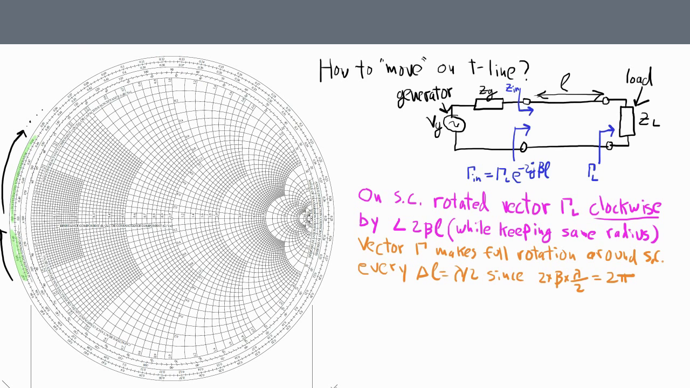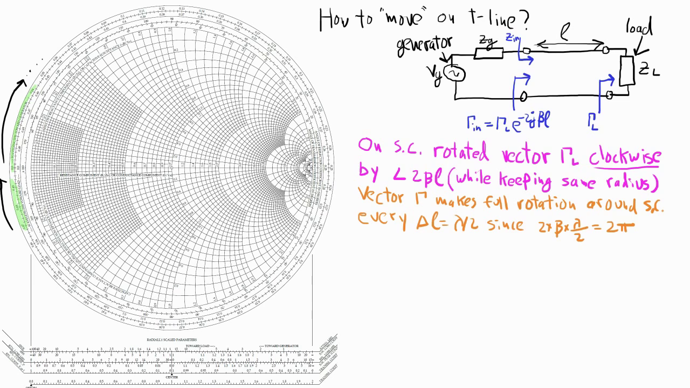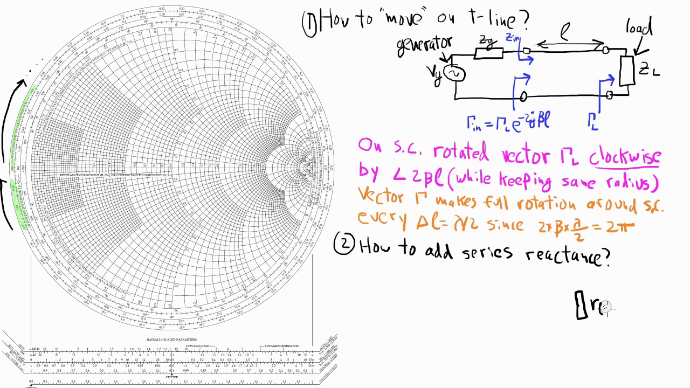Okay, so before doing some examples to illustrate these new concepts, let me just take a little time to describe how to add series reactances using the Smith chart. So let me draw up a little circuit. We have a load impedance. I'm just going to write down the normalized impedance equal to RL plus jXL. And then in series with the load, I will add an inductor with an impedance of plus jX.